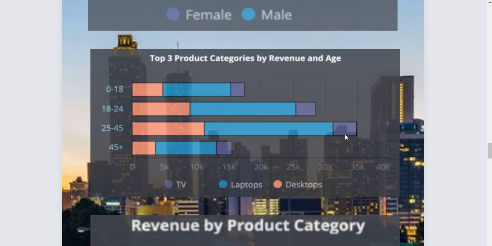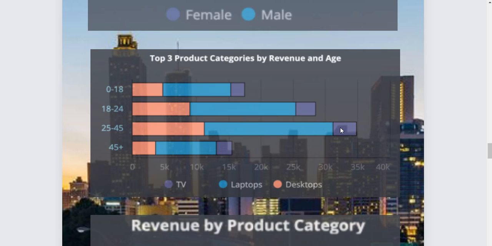It says that the people who purchase more products are between the ages of 25 to 45. And the composition of products they purchase are, this color means desktops. Now these colors are the laptops. And these are television sets.